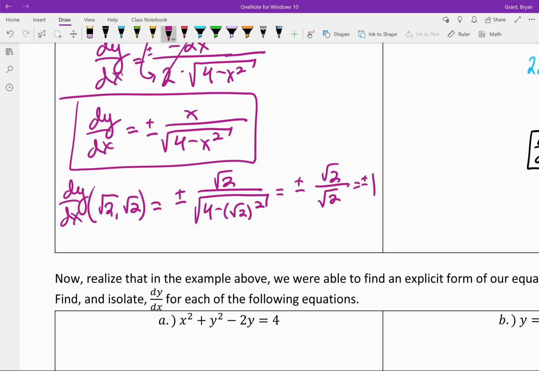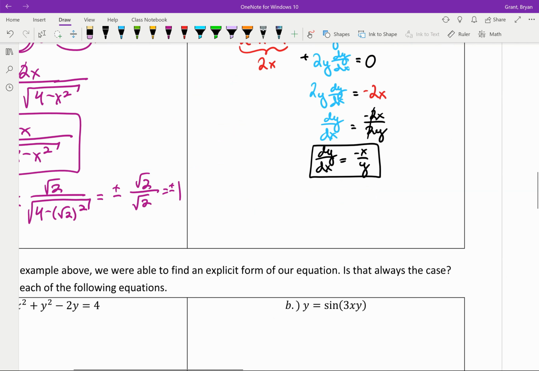And notice that (square root of 2, square root of 2) is actually a single point. But with this plus minus in here, we actually got two different slopes. And how can a single point have two different slopes? So what ends up happening is you'll have to realize that only one of these, either the positive or the negative, will go with there, and then you'll have to work through it.